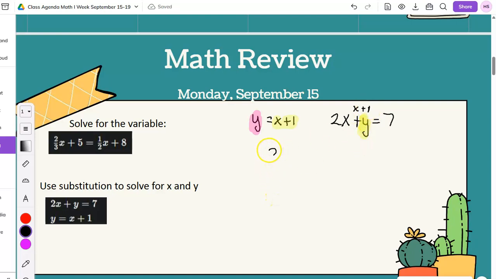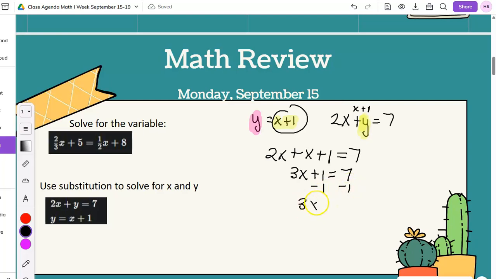So I'm going to rewrite this as 2x plus, and instead of y, I'm going to pull the y out and I'm going to substitute in x plus 1 because that's what they told us y equals. And then I'm going to bring down my equals 7. 2x plus x, I can now combine like terms as 3x plus 1 equals 7. I'm going to take 1 away from both sides, and I get 3x equals 6 because I have 7 plus a negative 1. I'm then going to divide both sides by 3, and x equals 2.